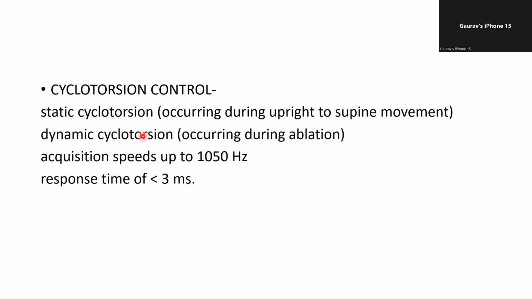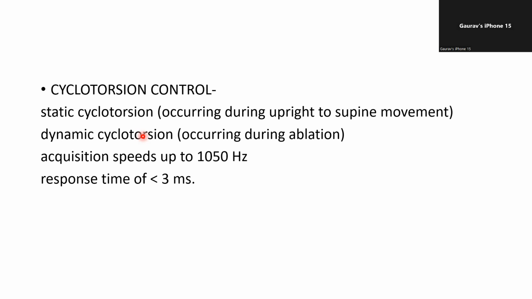Cyclotorsion control in new machines. There are two types of cyclotorsion control. One is static cyclotorsion, which occurs with movement when the patient goes from upright to supine. It has been noted that we do all the scans when the patient is in sitting position, that is when he is upright, and we do the treatment in supine position. So it has been noted that up to 2 to 4 degrees of cyclotorsion occurs when a patient moves from sitting position to supine position. So cyclotorsion control compensates for that.